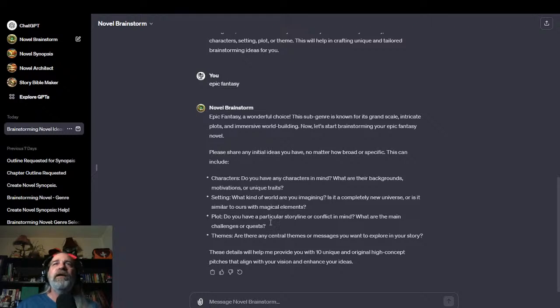We can give it some ideas, and it will take those ideas and use them to, as it states here, provide 10 unique and original high-concept pitches. And at that point, you can choose one or more of those. If you choose more, you can ask it to blend them together into one. If you don't like any of the 10 ideas that it gives, you can ask it to give you more ideas, and it'll use the same material you gave it already and generate 10 more pitches for you.